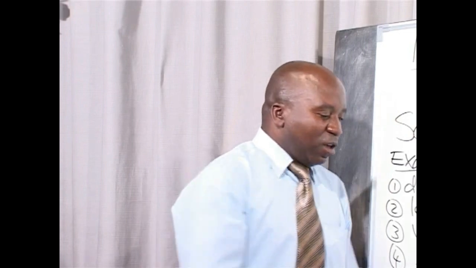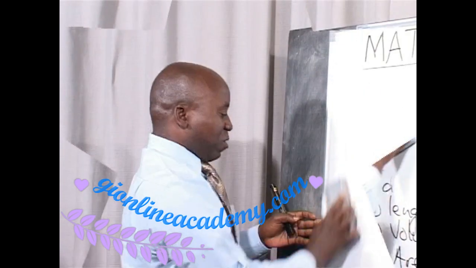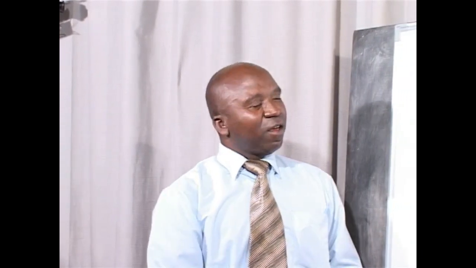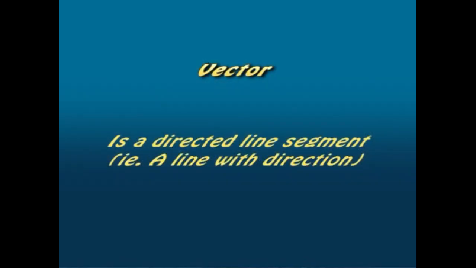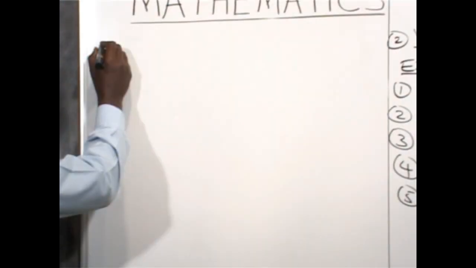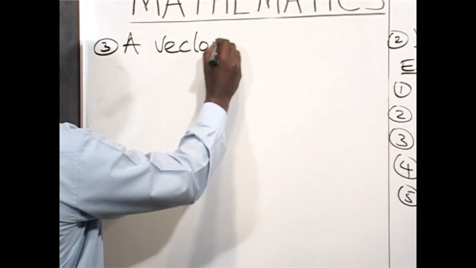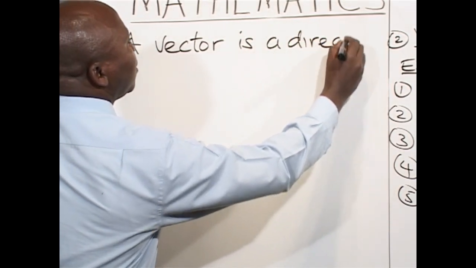How do we define vectors mathematically? We shall have the following definitions also added. And now going to our mathematical perspective, how shall we define a vector? A vector is also defined as a directed line segment. So we shall say a vector is a directed line segment.